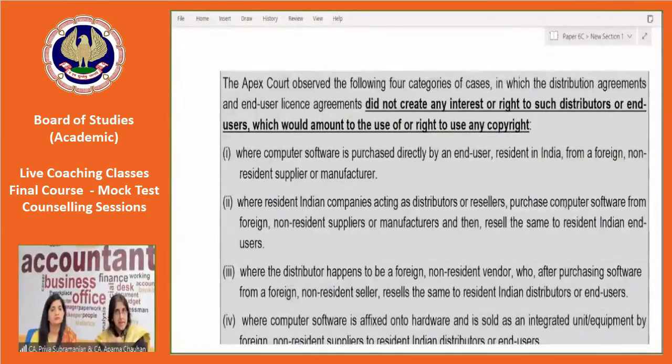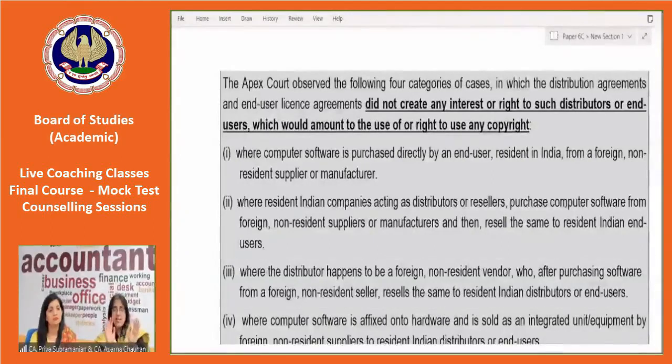Where I'm an Indian distributor purchasing from a foreign supplier, or an Indian end user purchasing from a foreign supplier, or a foreign distributor purchasing from a foreign supplier and supplying it to an Indian distributor or end user, or it's an integrated software and it's integrated with the hardware, in that case it does not amount to royalty. So suppose you are given the provisions of the DTA and then asked to answer the question, it will not amount to a royalty. So this you have to keep in mind.